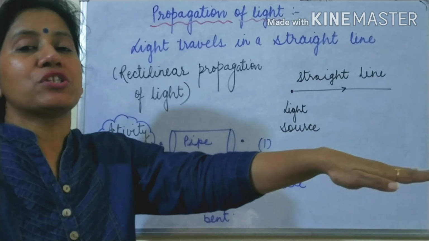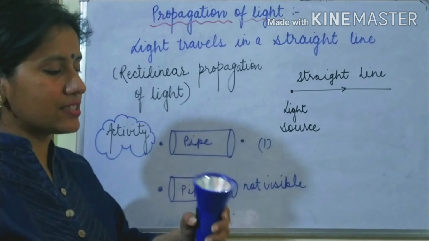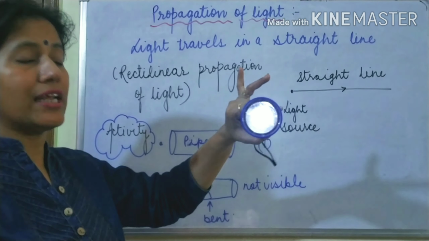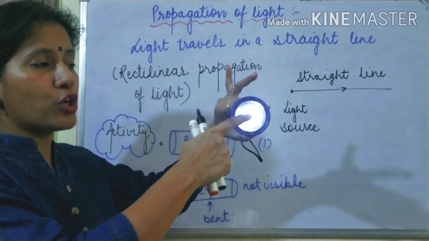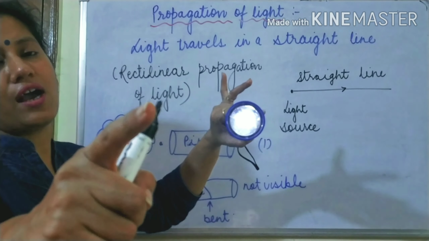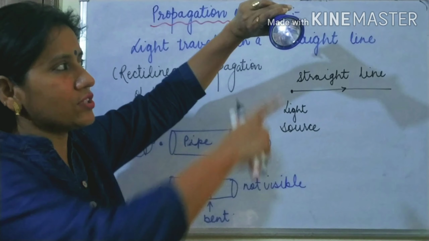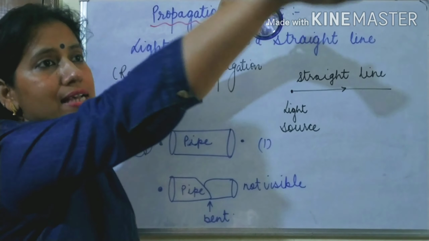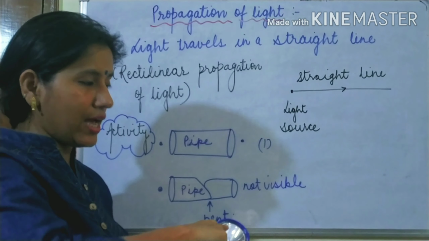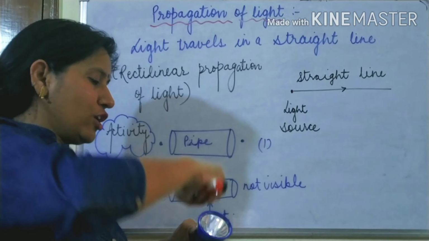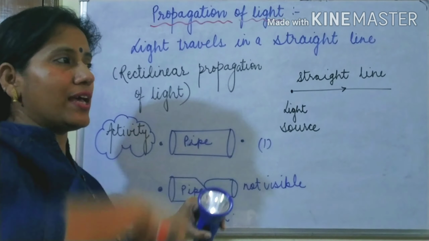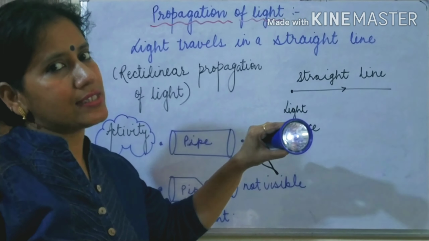जैसे कार एक लाइन में चलती है, ऐसे ही light is the best example of rectilinear propagation. Why? Because light always travels in a straight line. अगर light source यहाँ है तो ऐसे पड़ेगी, ऐसे नहीं जाएगी. अगर light source यहाँ है तो it will go like that. So it always travels in a straight line.